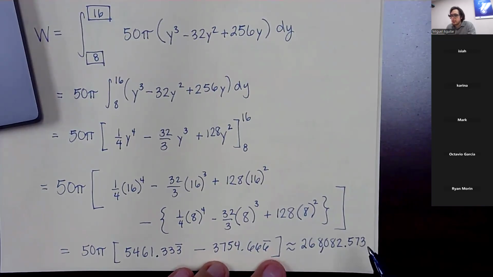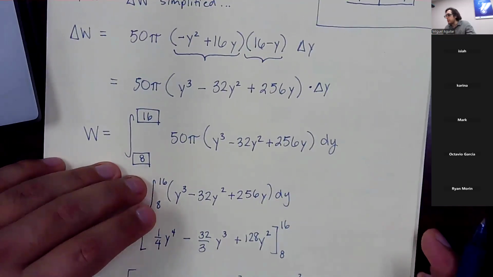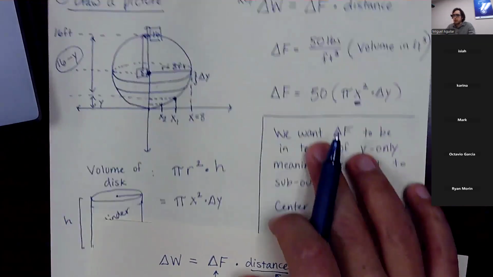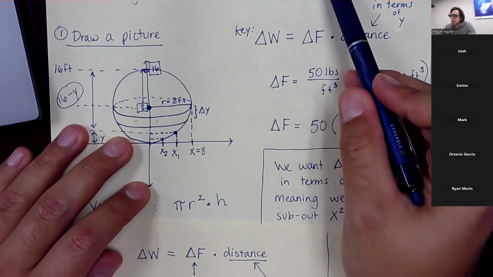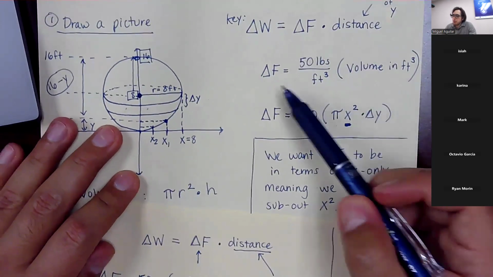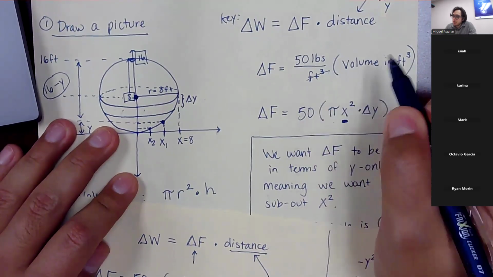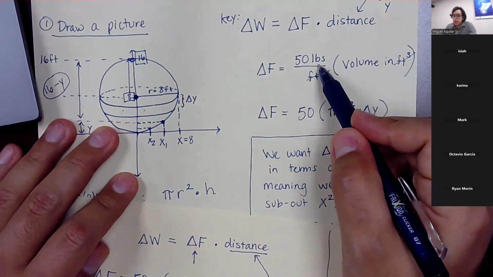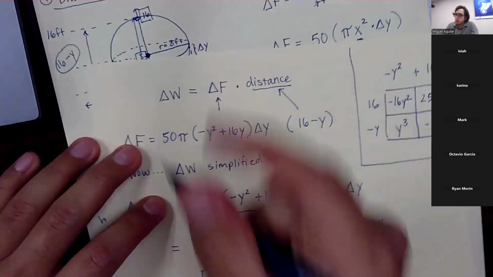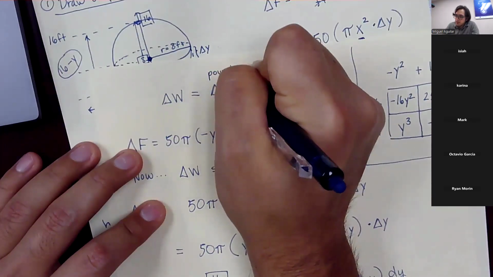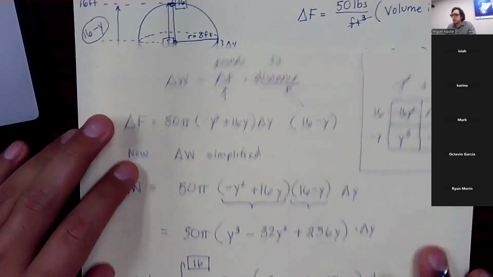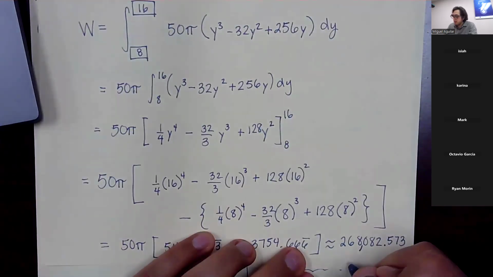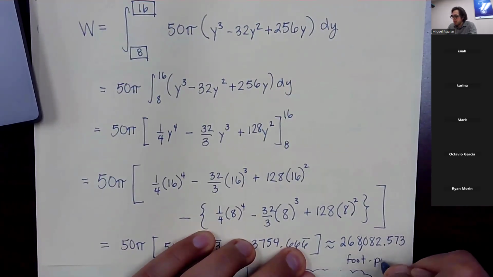And the force distance, I don't even remember what our units are. Let's go back to our drawing here, back to the original problem. It was pounds per cubic foot. So when we found the force, we canceled out the cubic feet, and so it was just pounds. So in terms of our force, that was pounds. And in terms of our distance, that was feet. So that's going to be foot pounds.